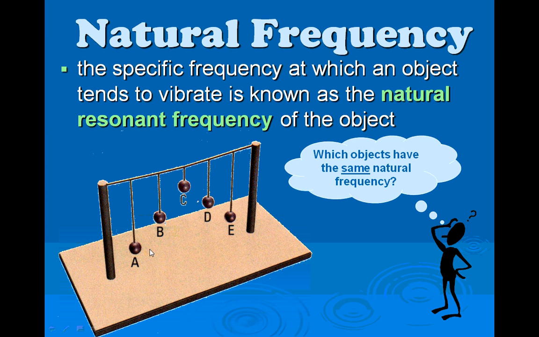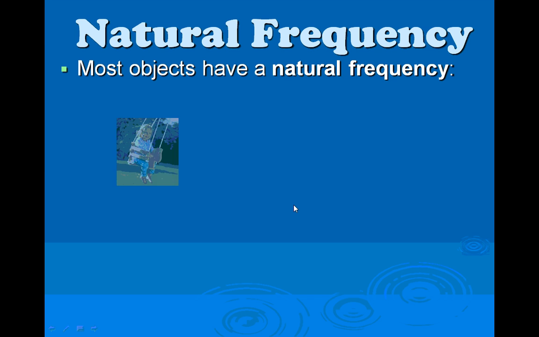And you can see here that pendulum A and E have the same length, so they probably have the same frequency. And so do B and D. They have the same length, so they must have the same natural frequency as well. C is on its own. It does not have the same natural frequency. It does have one, but it doesn't match the other objects.